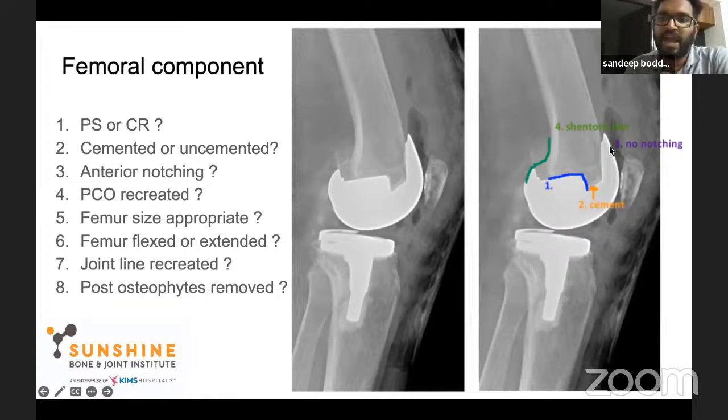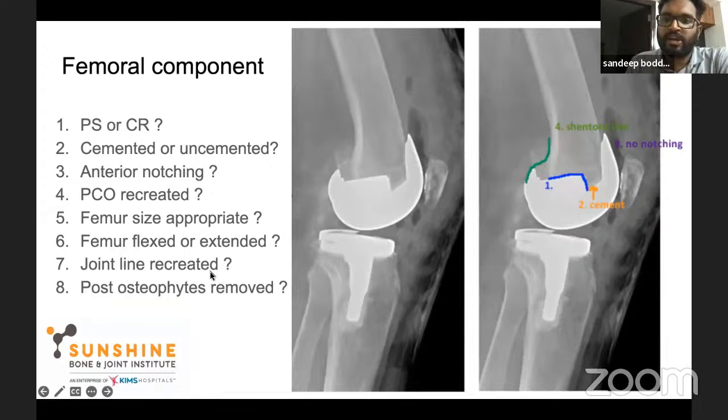Sometimes there may be mismatch between anteroposterior and medial lateral sizing. Sometimes the component may be small for medial lateral, but it may be adequate for anteroposterior. Anteroposterior is most important, and we have to check it on the femur flexion X-ray.